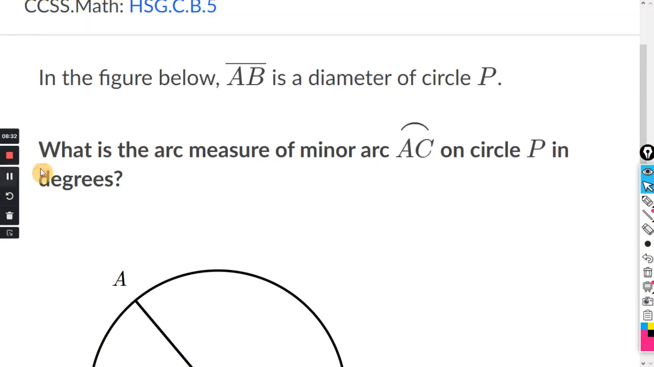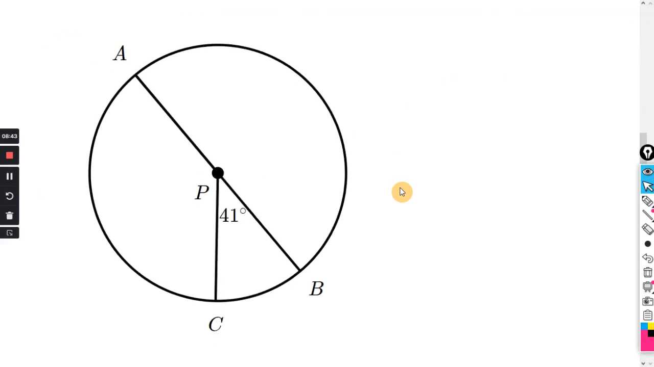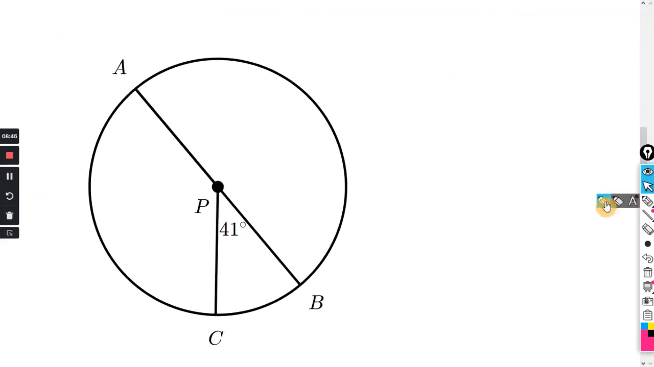All right, so I think the rest of these are the same as the first two. AB is a diameter of circle P. What is the arc measure of minor arc AC? All right, so AB is a diameter, and we're looking for AC. All right, so we trace the circle from A to C. The only reason they said minor arc is to make sure that you go the shorter way around and not the longer way around, because minor arc has to be less than 180 or half the circle.